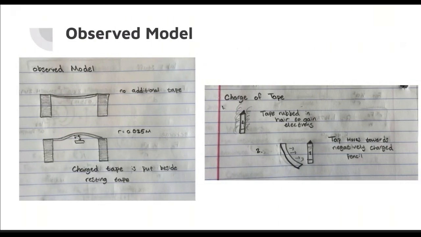So as we can see in the observed model, with no additional tape added, the just tape is at rest, but once the charged tape is put beside the resting tape, we can see that the resting tape rises by 0.025 meters. And we found the charge of the tape by rubbing a pencil on one of our lab mates' hair, so excess electrons are now coming onto the pencil, so the pencil is now negatively charged, and we found that the tape was moving towards the negatively charged pencil, and opposite charges attract, so this must mean that the tape is positively charged.